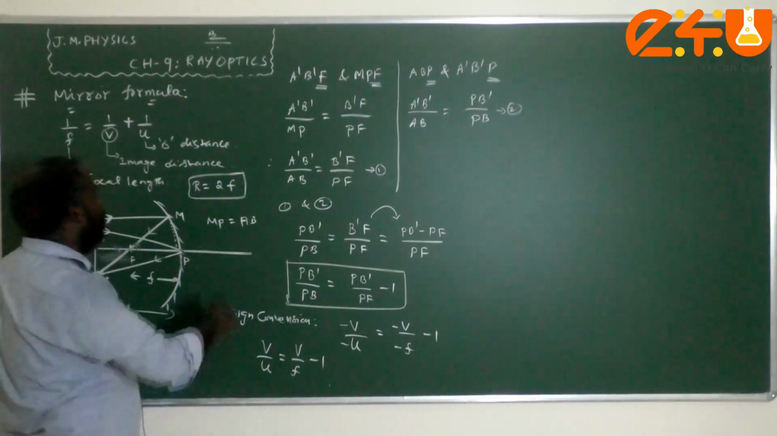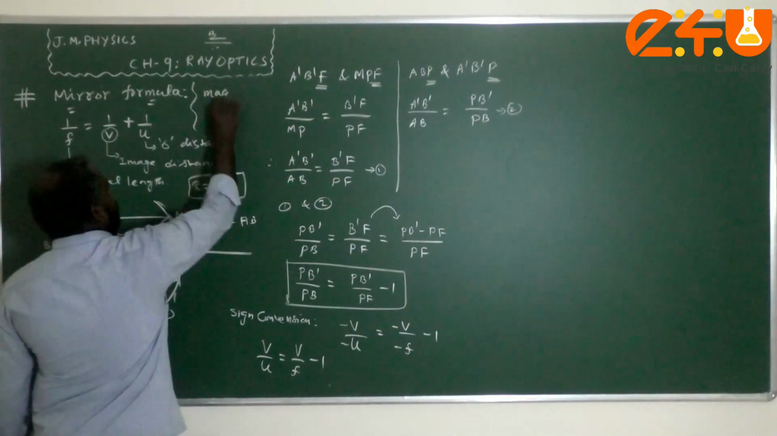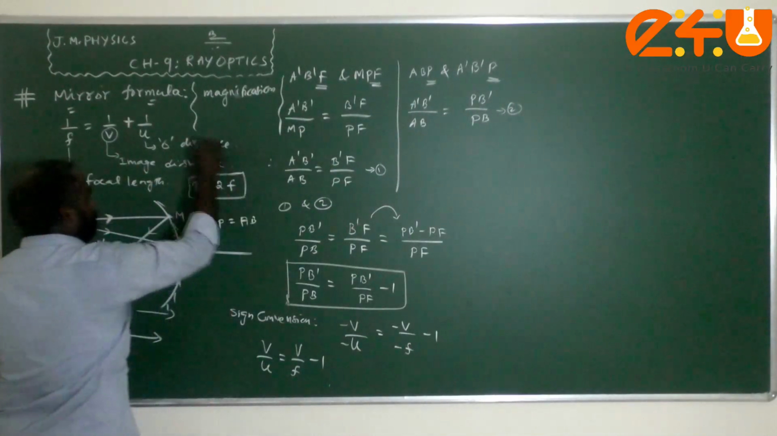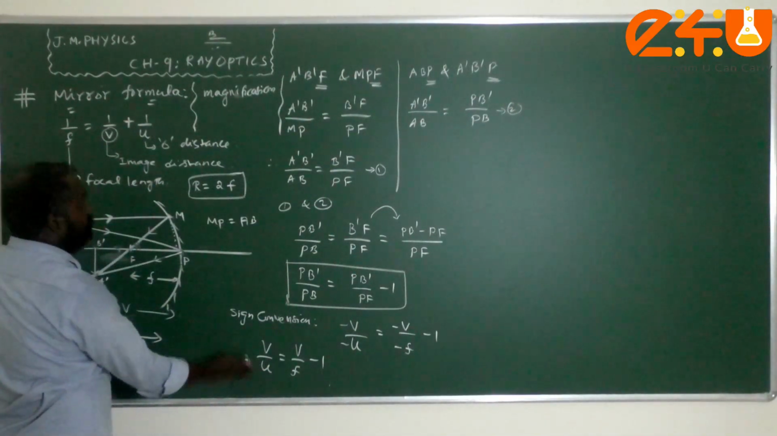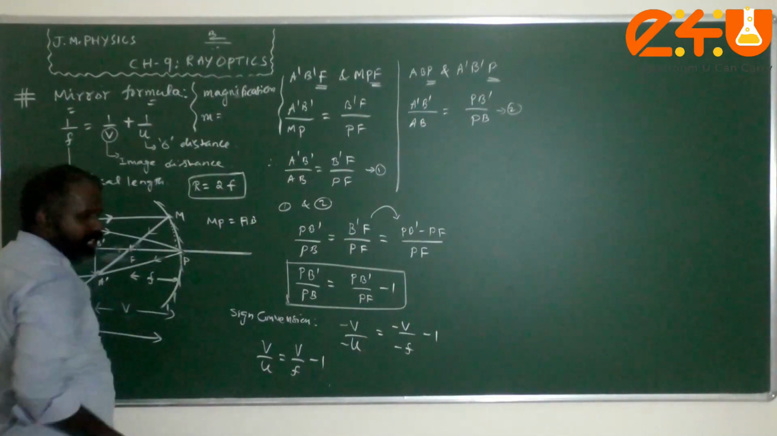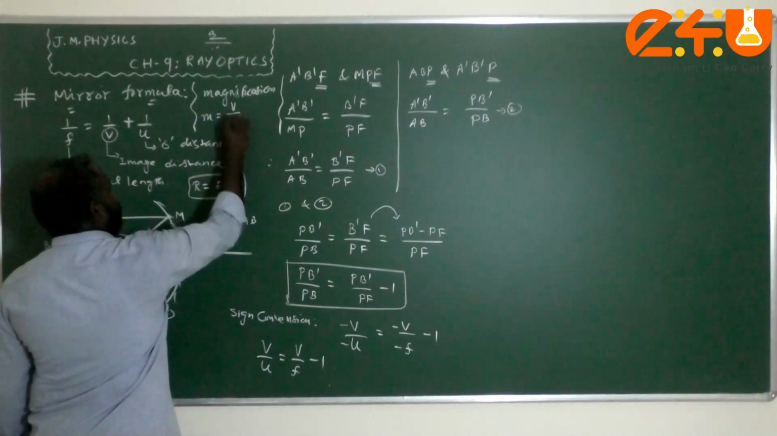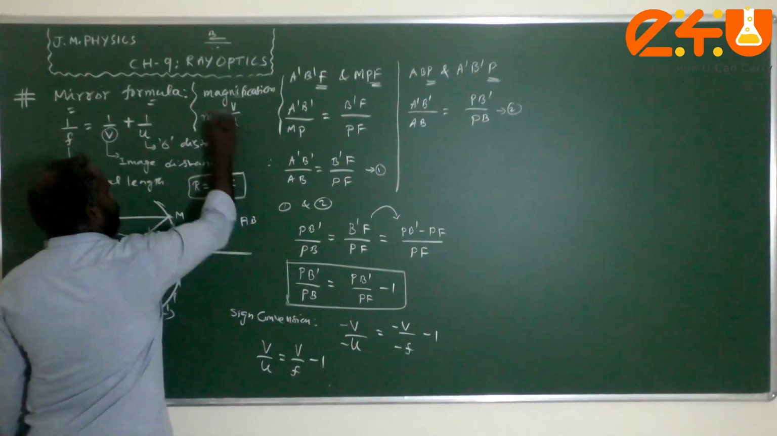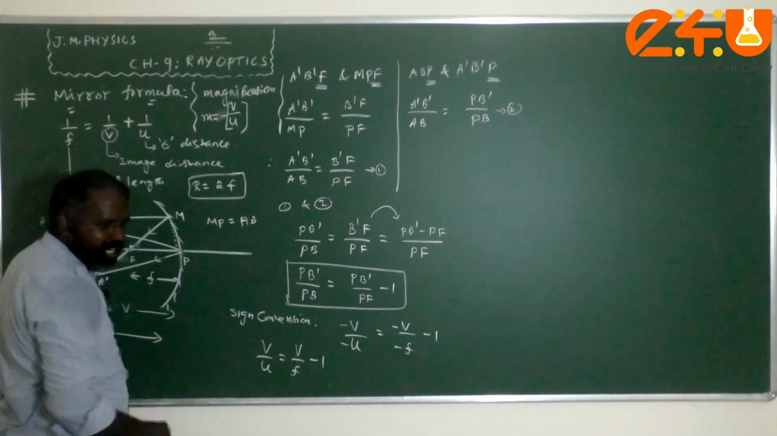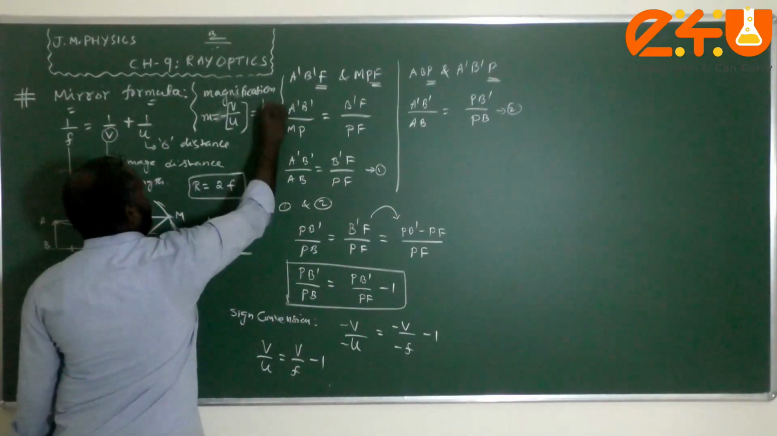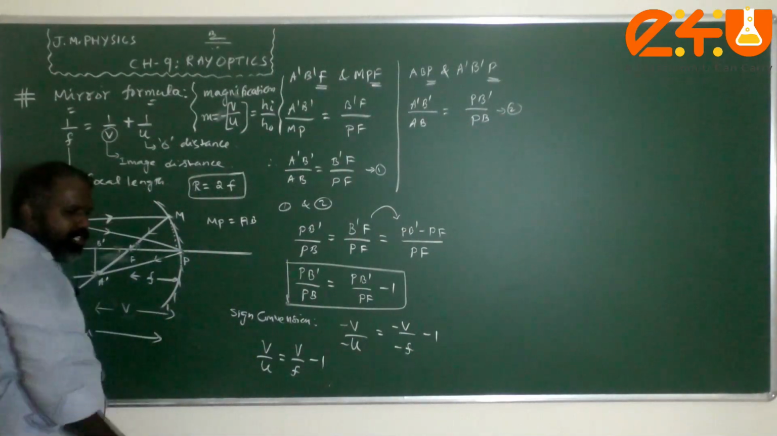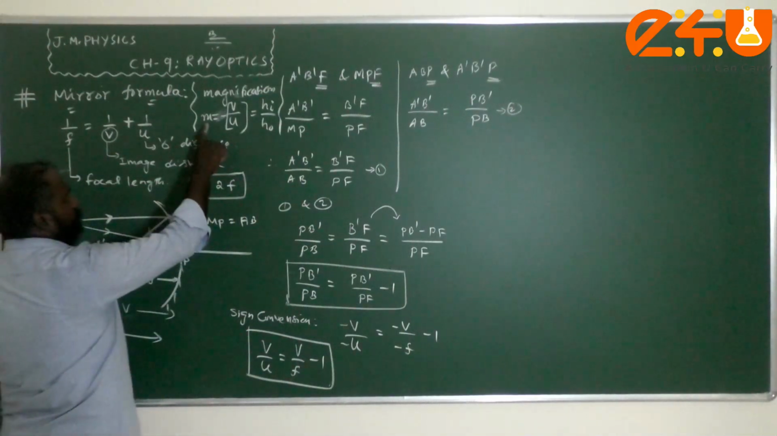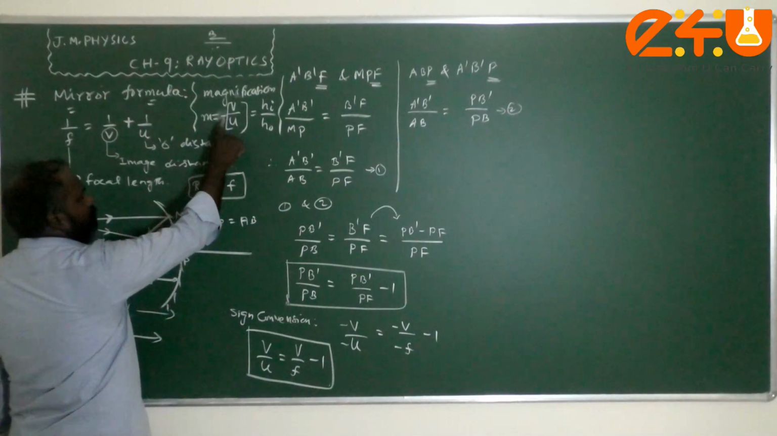Now we are going to discuss the formula called magnification. I will give you a separate formula now, but for that the concept is linked here itself. Linear magnification: M is equal to minus V by U, that is equal to H image divided by H object. Since you see this expression, the linear magnification of the mirror is M is equal to minus V by U.